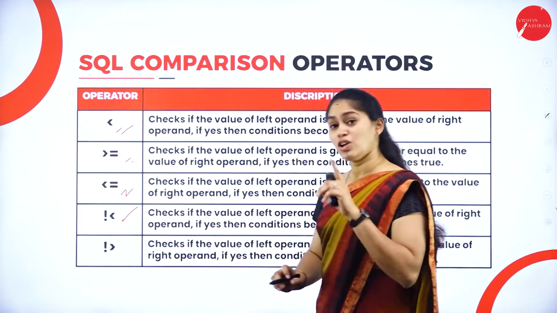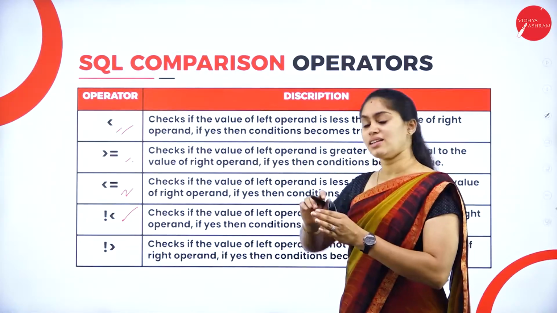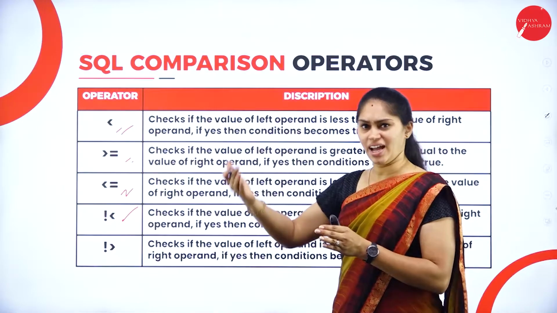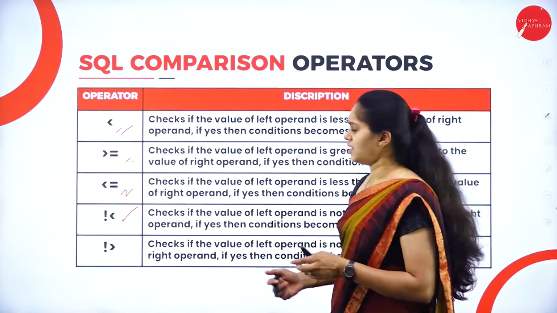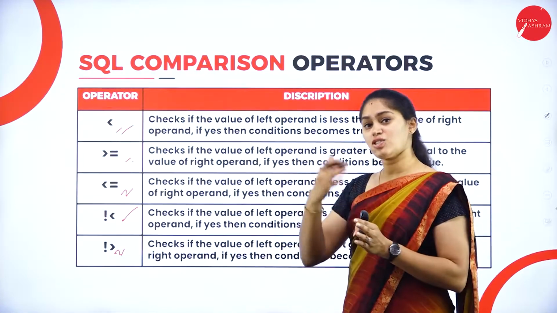And also we have not lesser than. So if this is not and this is lesser than. So not lesser than means we are checking that it has to be higher than what we are comparing, so that it is not lesser than. And also this is not greater than. A is not greater than B.